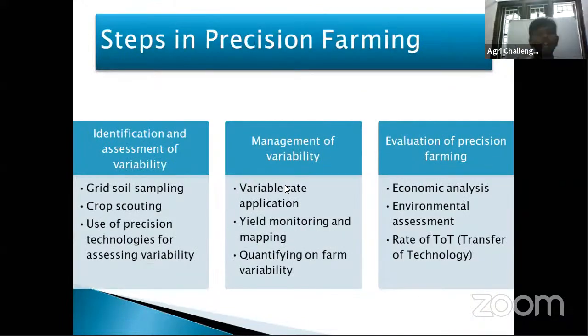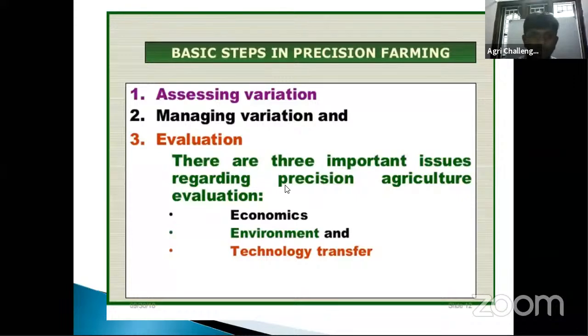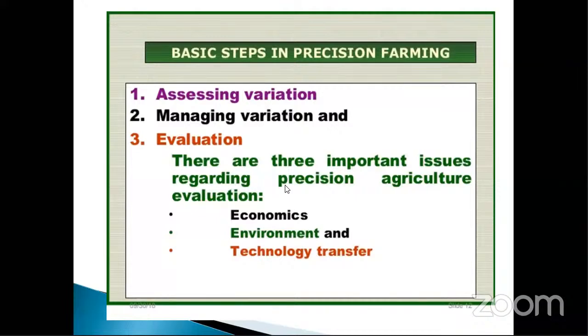You have given an exam, but how do you know you passed or failed? Has your technology succeeded, are you getting good yield or not? You have to evaluate. There are three important issues regarding precision agriculture evaluation: economic evaluation, whether economically viable or not; then environmentally, whether it is environmentally suitable or viable; then whether technology transfer has happened or is profitable or not.